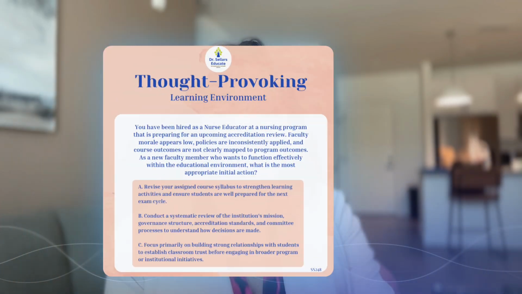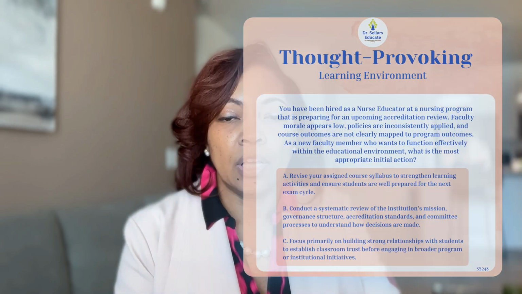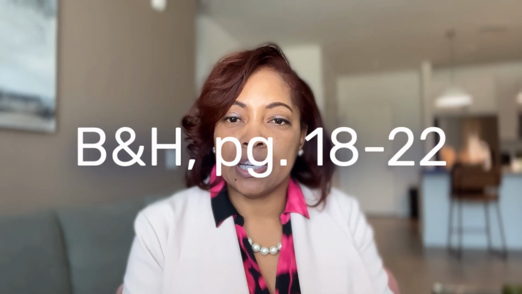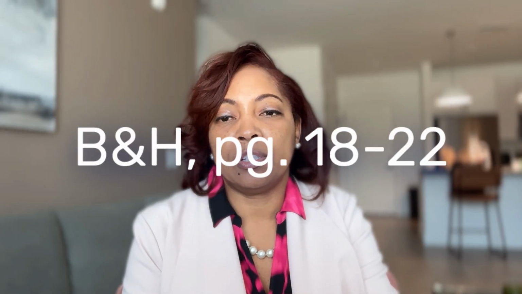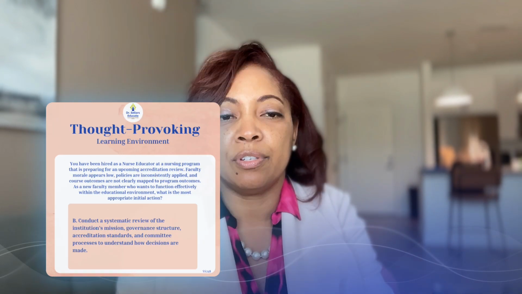All right, so here we go. I want you to take a look at this question, number one, and think about what is this question really asking me? And number two, what is it that I know for sure about content related to this question? You, again, are going to use Billings and Halstead, pages 18 through 22, to help you close your knowledge gaps and to have a deeper comprehension of concepts that we are referring to.